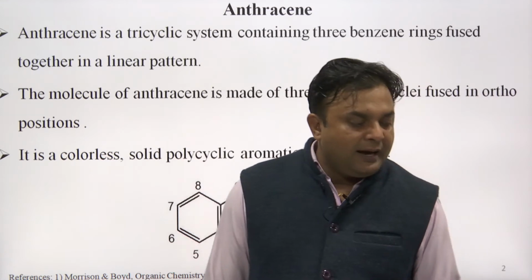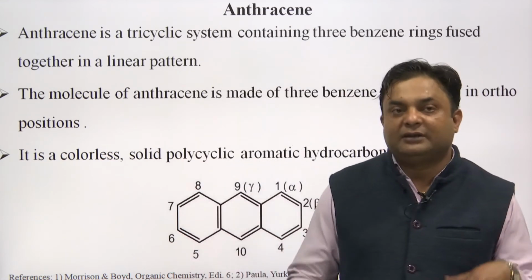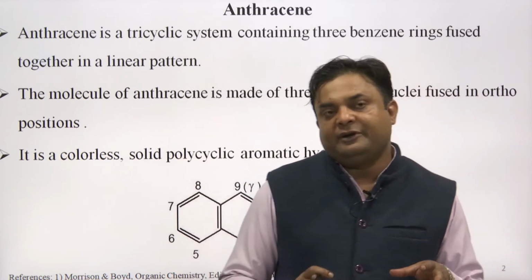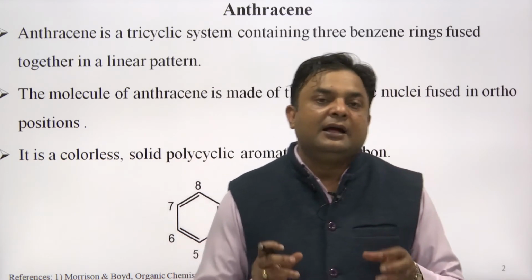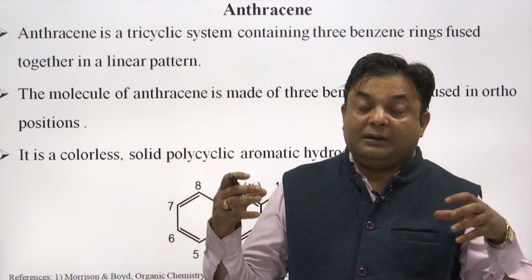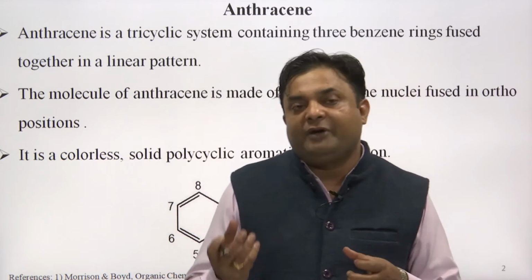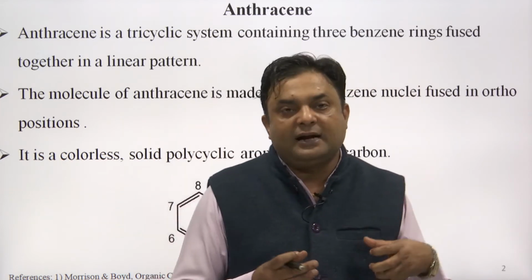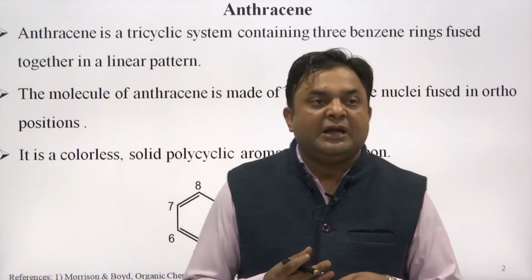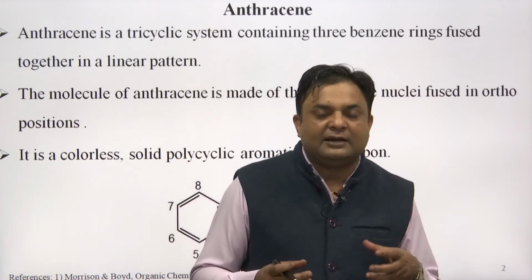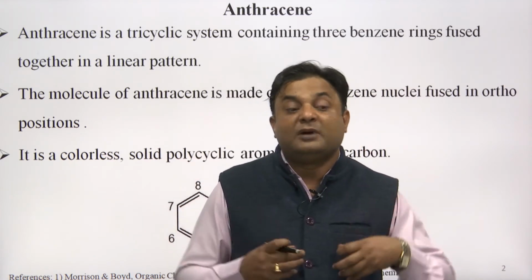So as you know, anthracene, like phenanthrene, also has 3 benzene rings fused together. The only difference is that in phenanthrene the 3 benzene rings are joined in an angular fashion, while in anthracene they are joined in a linear fashion. So both phenanthrene and anthracene are isomers of each other.